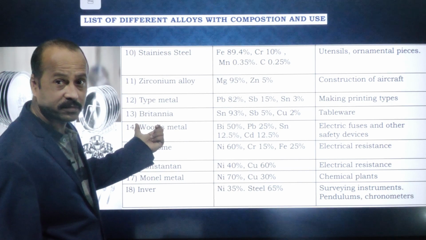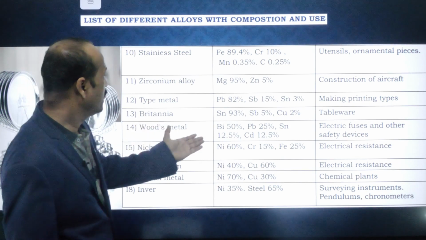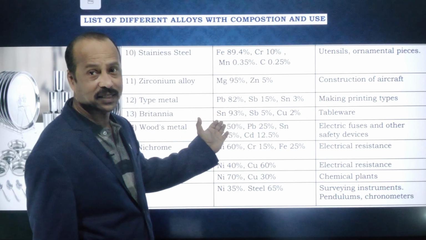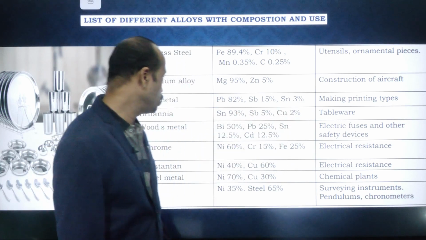Britannia, it's looking like some biscuit packet. Here again tin is 93%. Tin means Sn. Sn is nothing but tin. Next stibium, that is 5%, and copper 2%.